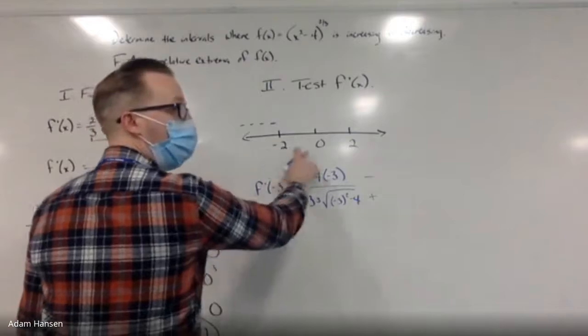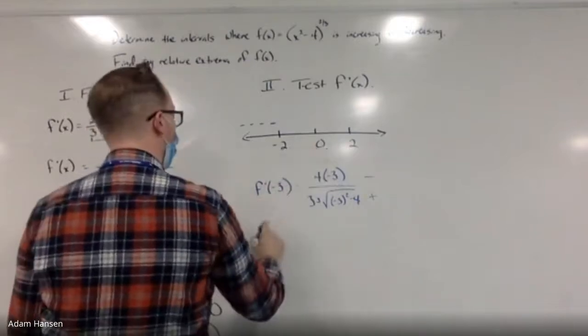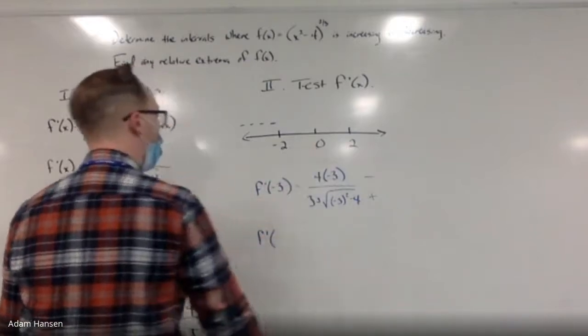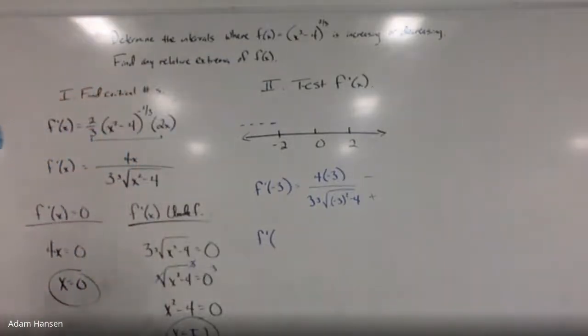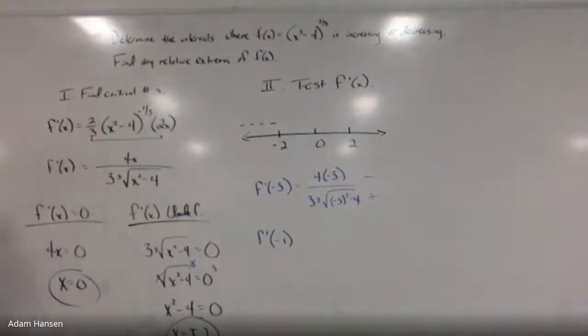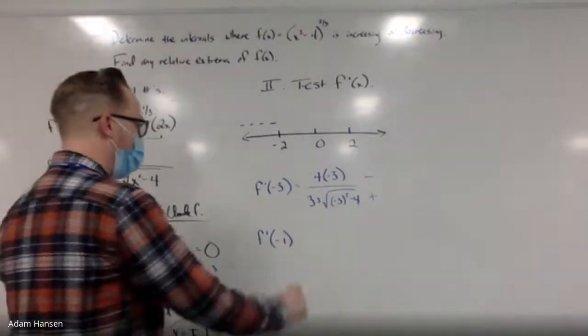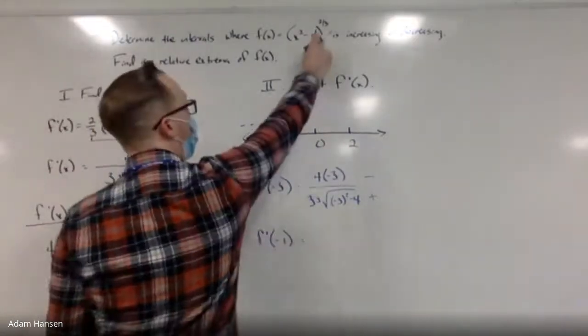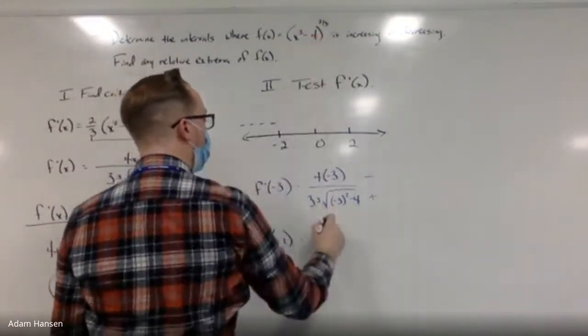Think of a number between -2 and 0. Give me another number. Let's plug in -1 now. I'm going to test the sign of this first derivative. Is it positive or negative? Because that will allow me to see if it's increasing or decreasing, like this first question asks. Where is this function increasing or decreasing?